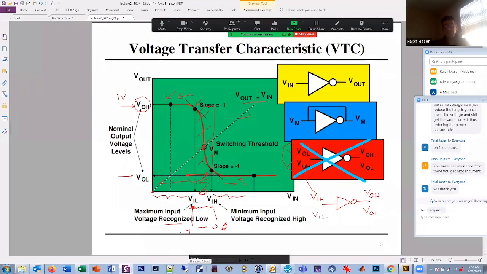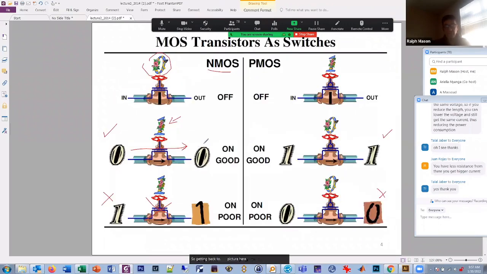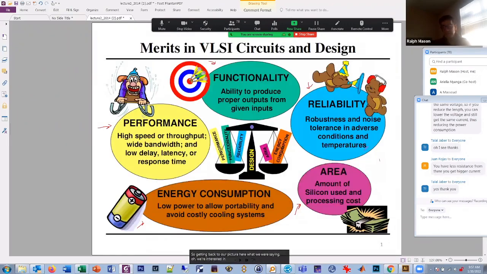Basically, this is what we call static CMOS, and it has the best noise margin of any circuits. And so, getting back to our picture here, where we were saying we're interested in this super reliability of standard CMOS. It's very robust to noise. And so we really like that. It makes it much easier to design our circuits. We don't have to worry about the noise very much. I shouldn't say we can totally ignore it, but generally speaking, it's not a problem. Other circuits, not so much.